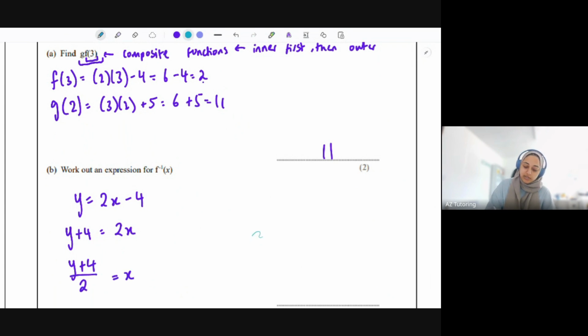So my final answer is f to the minus 1 of x equals what we've just found here, but again, remember to change that y back to an x. So we get x plus 4 over 2. So that's part B.